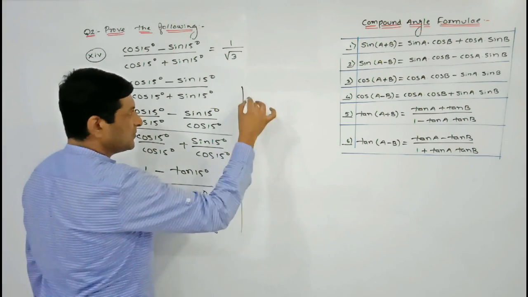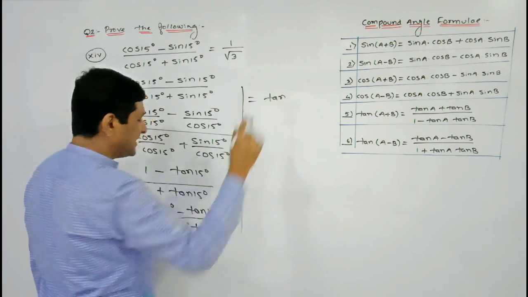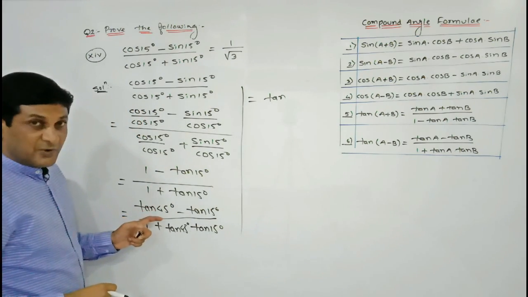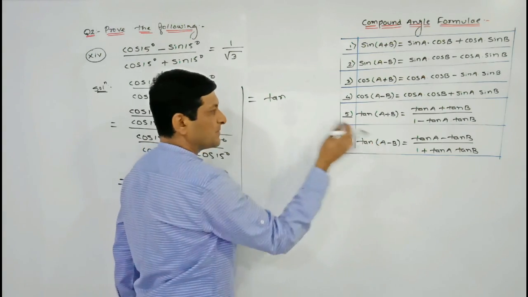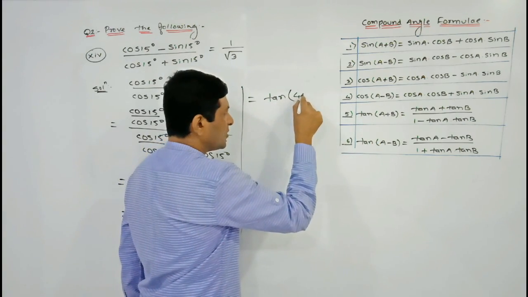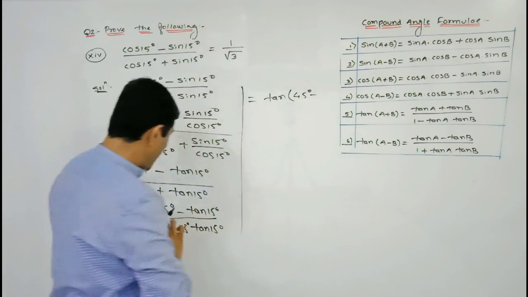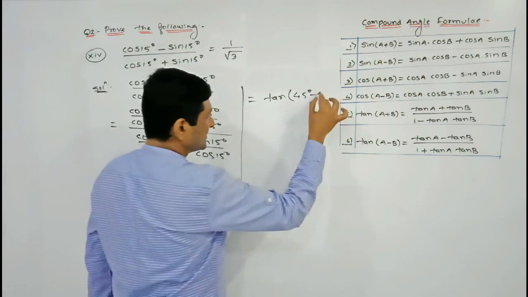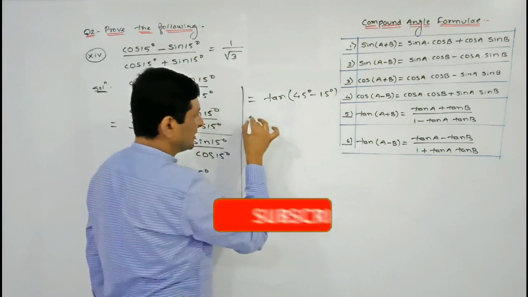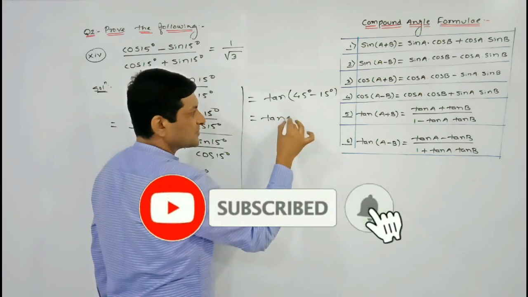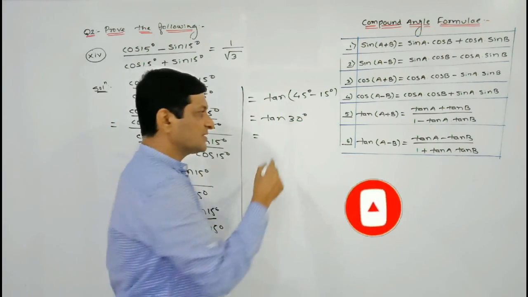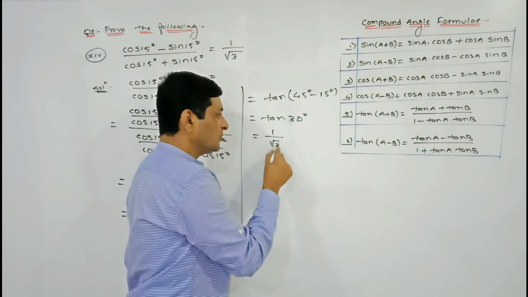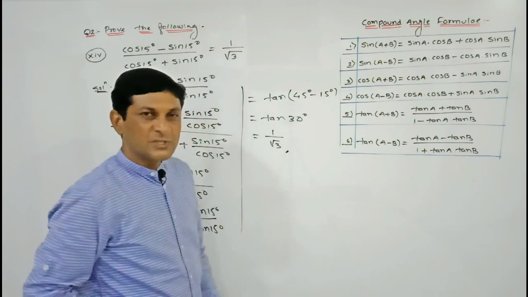So which is equal to, now it can be written as, it is in the form of tan A minus tan B upon 1 plus tan A into tan B, which is the value of tan A minus B. Here we can observe that A is 45 and B is 15 degrees. So which is equal to 45 minus 15 is 30 degrees, and we know that tan 30 is equal to 1 by root 3. In this way we have completed question number 2.